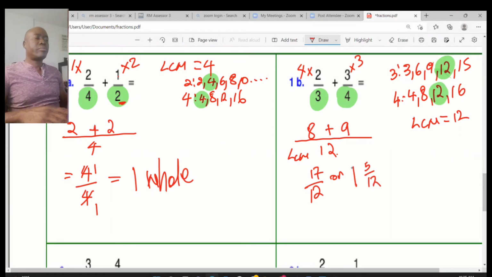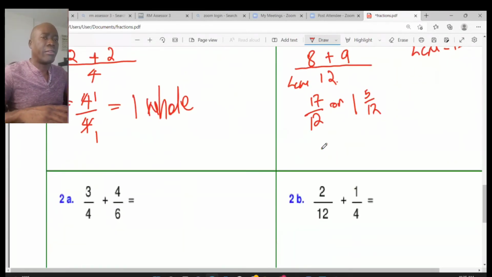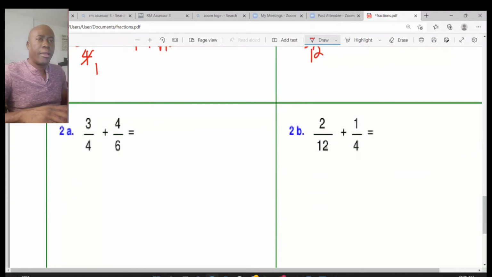Alright, so let us look at another one. Alright, so let us see what goes on. We're dealing with 3/4 plus 4/6. Again, the denominators are different. There is a 4, there is a 6. What we want to do is to find the LCM of the 4 and the 6. What is the common multiple between these two numbers?